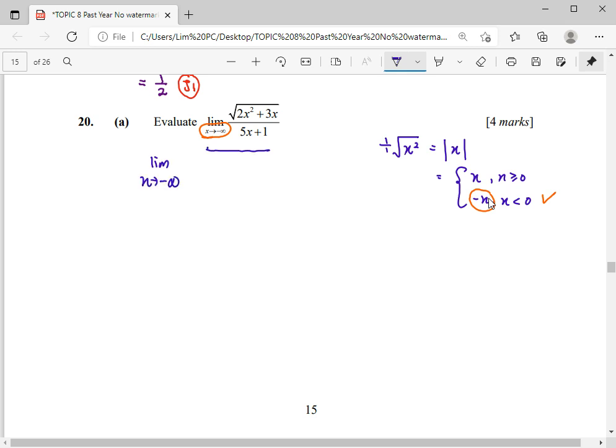Under the surd, we pick together with the surd symbol, which is x squared: 2x squared divided by x squared, 3x divided by x squared. At the denominator, the function without the surd, which is a linear function, we take the simplified one, negative x, as x approaches negative infinity. So 5 divided by negative x, 1 divided by negative x. Then we simplify our function.